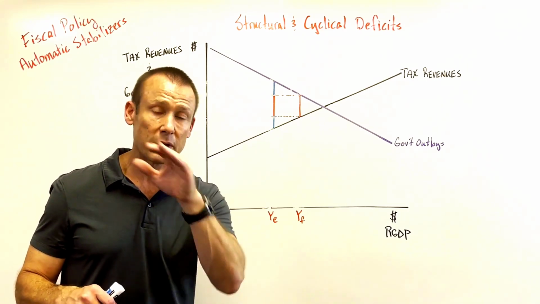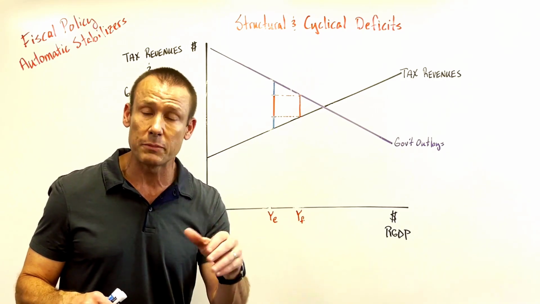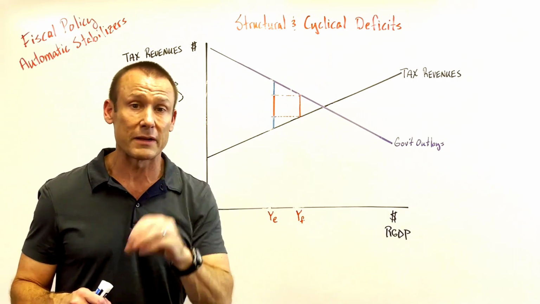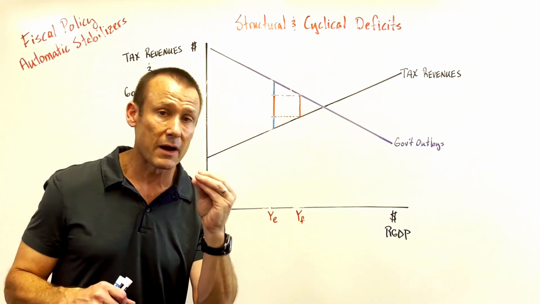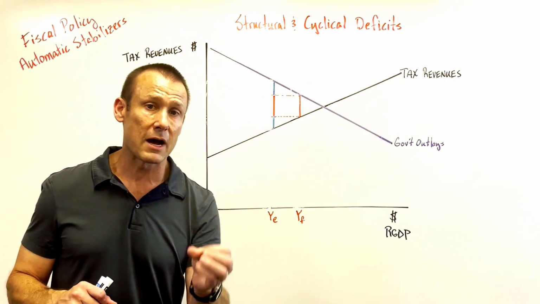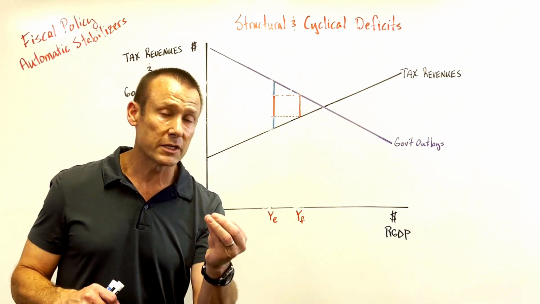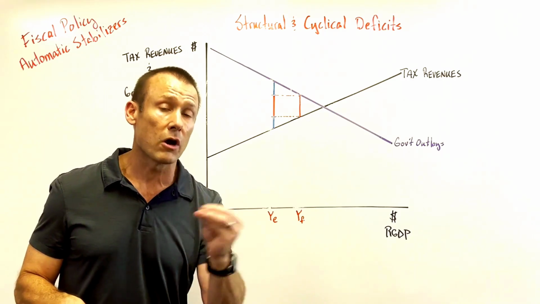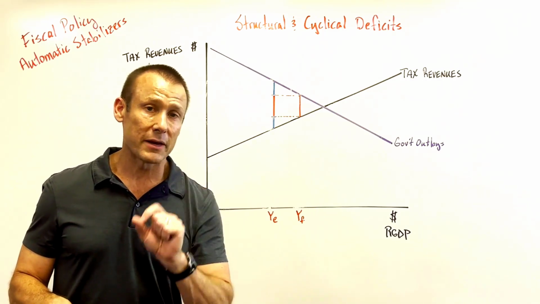Instead of the bust being as big, they're going to be a little less big. Instead of the booms being as big, they're going to be a little less big, right? They're moderating the booms and the busts, providing some stability for our economy. They have to do with the way our budget is constructed. Therefore, they are associated with fiscal policies. They are non-discretionary fiscal policies, automatic stabilizers.